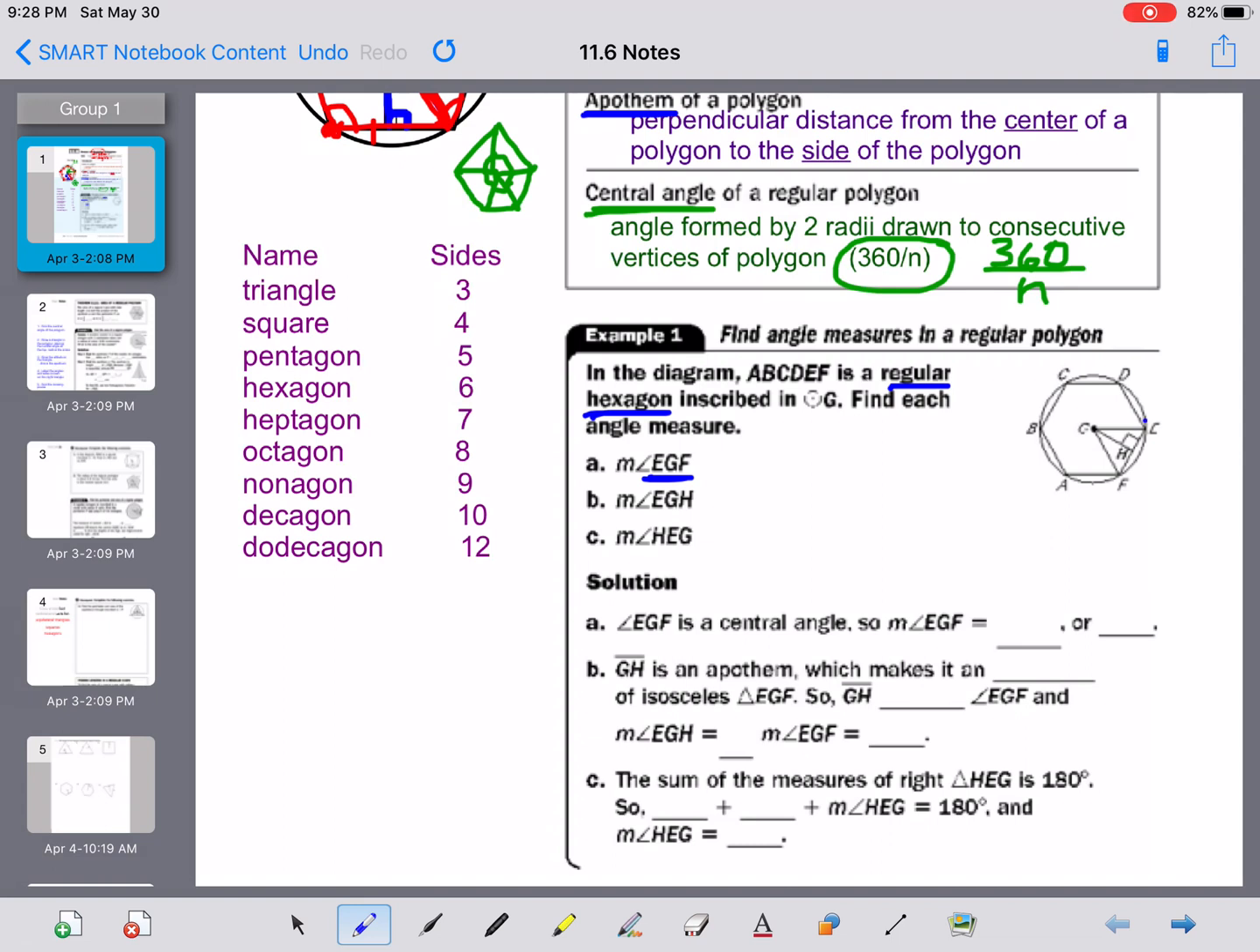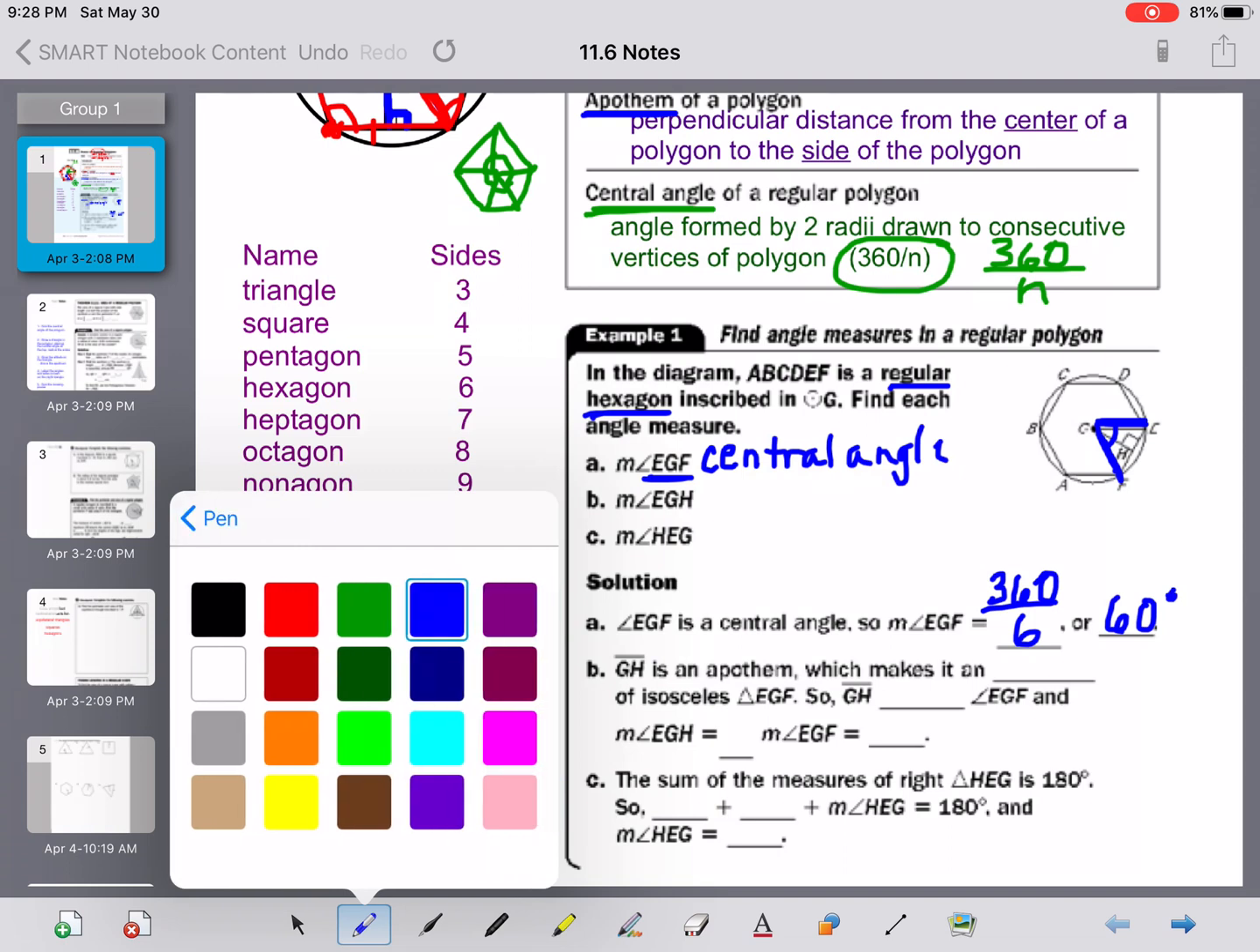So if I start here at E, I go to G, that's a radius. I go to F, that's another radius. So this angle right here with 2 radii, this is a central angle. Okay, so just like we said above, we do 360 divided by how many sides there are. In this case, on a hexagon, there are 6 of them. So 360 divided by 6, that angle I'm talking about right now is 60 degrees. So this full angle in here is 60 degrees.